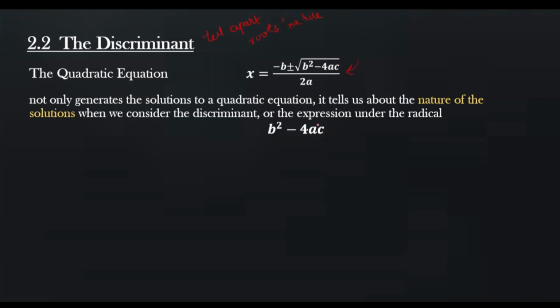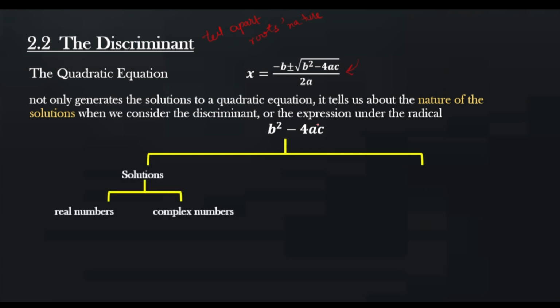So if we say that it's actually a part of the quadratic formula underneath the square root, so it tells us about the solutions. What type of solutions are those? Are those the real numbers or the complex numbers? And how many solutions are those?